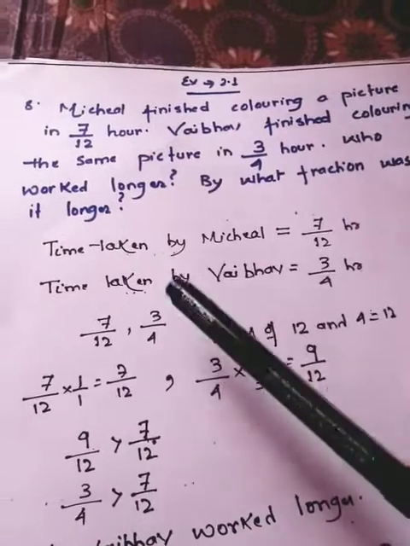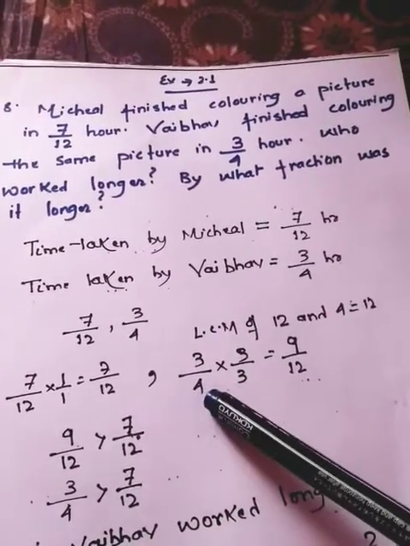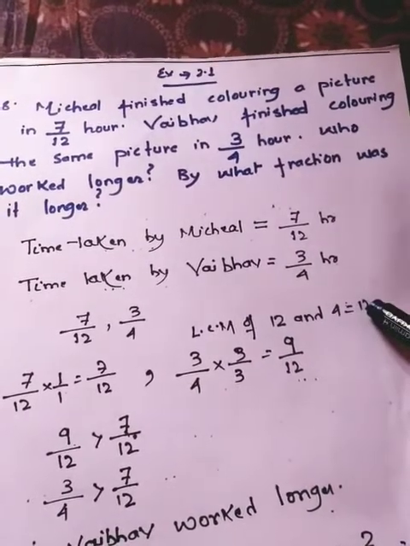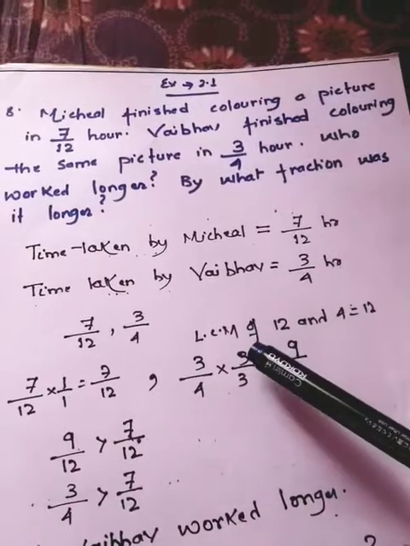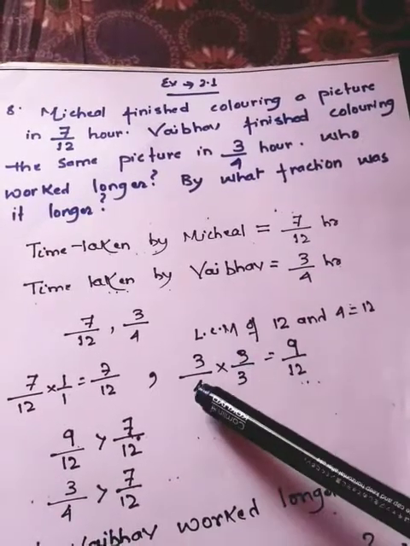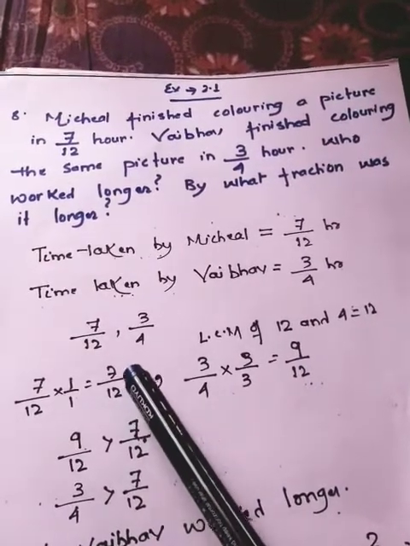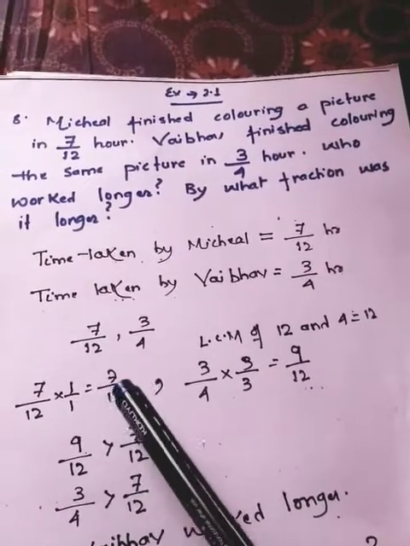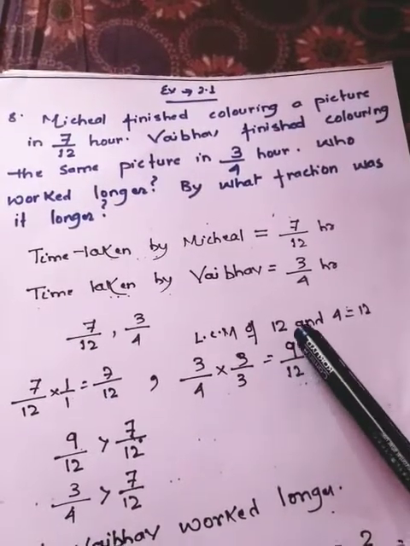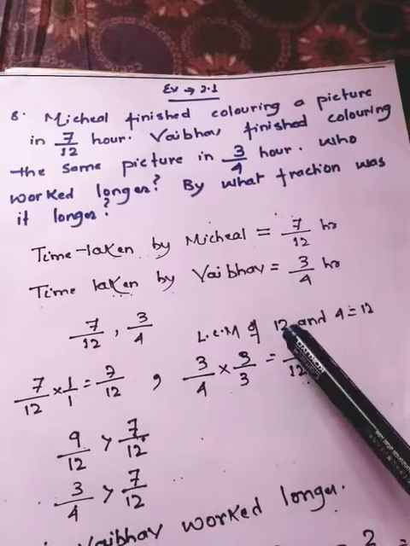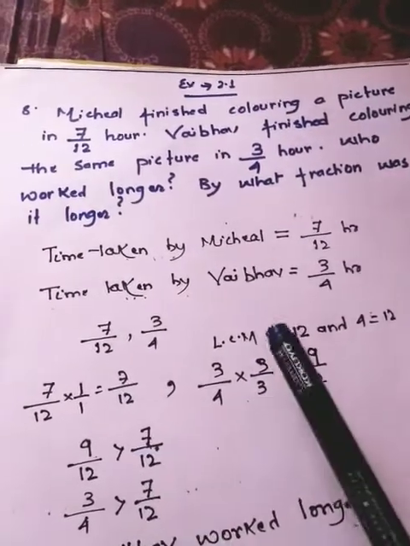Okay. Now let's write the second fraction, that is 3 by 4. Now what is the denominator? 4. And what was the LCM? 12. Now divide this 12 by 4, you will get the answer 3. Now multiply this 3 with both the numerator as well as the denominator. See, 9 by 12. So now if you see carefully, we are getting two new fractions, that is 7 by 12 and 9 by 12. Both the fractions are carrying the same denominator. Now we can easily compare.